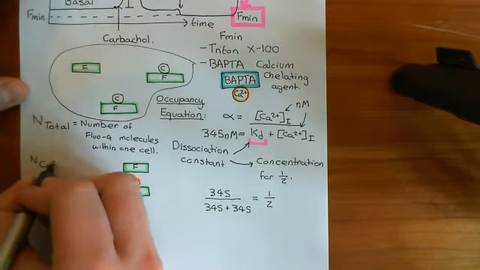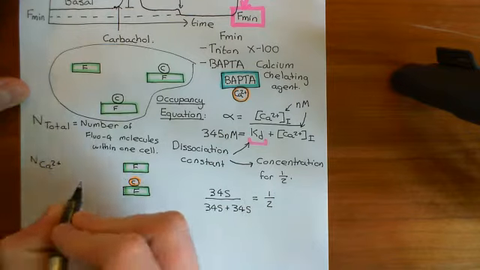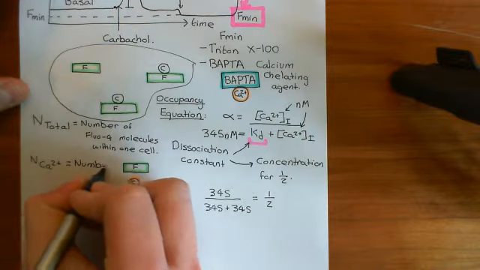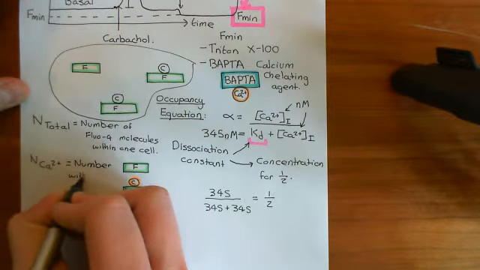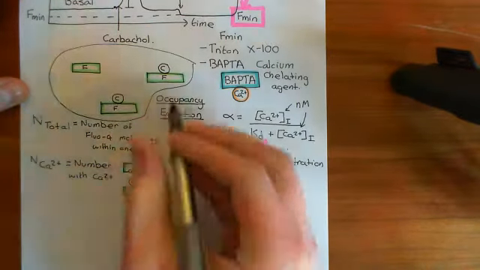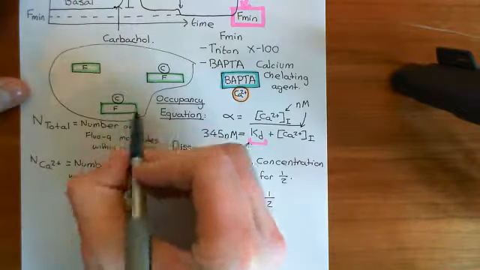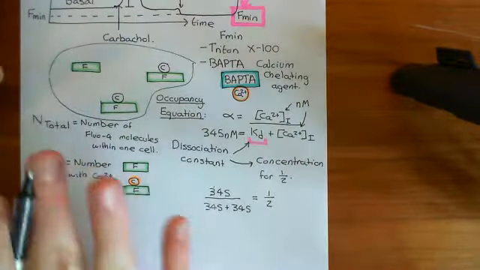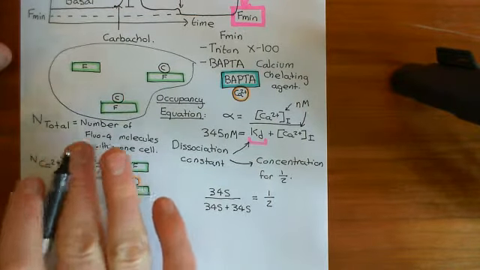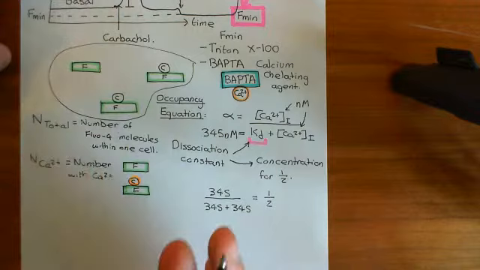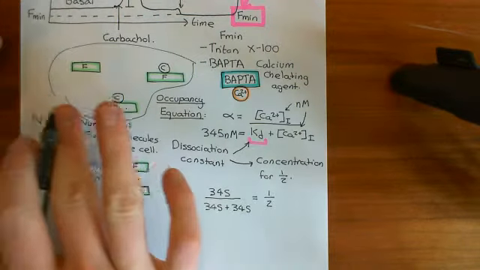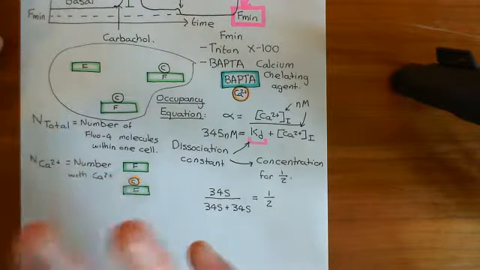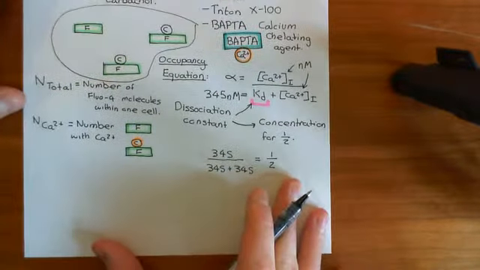Now, N Ca2+ is going to mean the number of Fluo-4 molecules with calcium bound. So in this picture, what is the number with calcium? Well, we've got 2 that have calcium bound to them, so the answer here will be 2. Those aren't going to be particularly important things, they're just going to be helpful for our derivation. You could derive this without those, but they're going to be very helpful in understanding this.